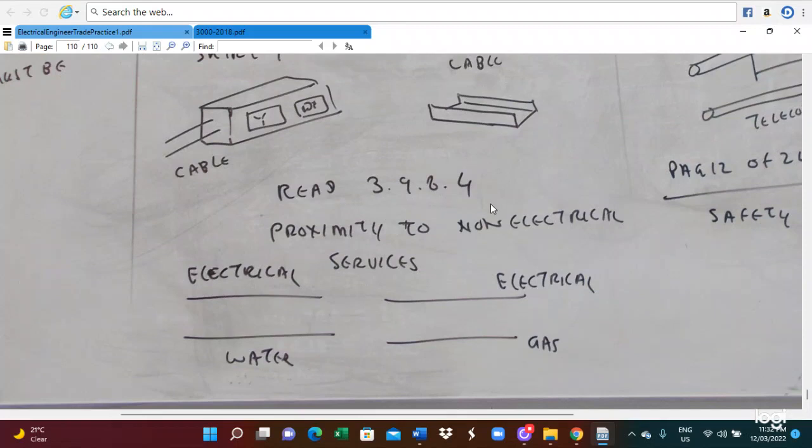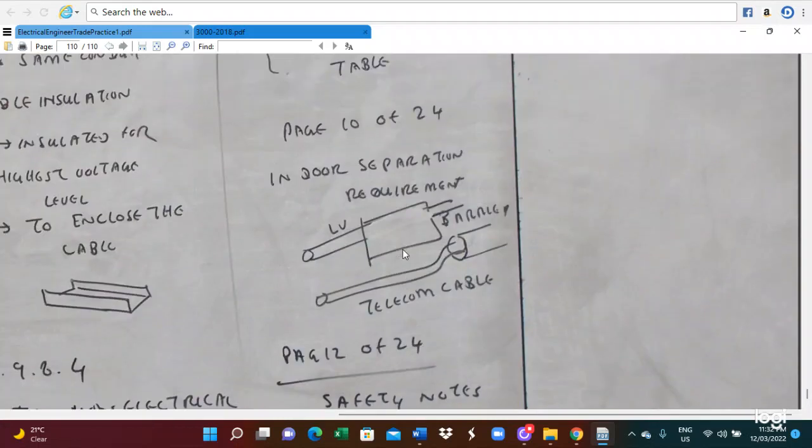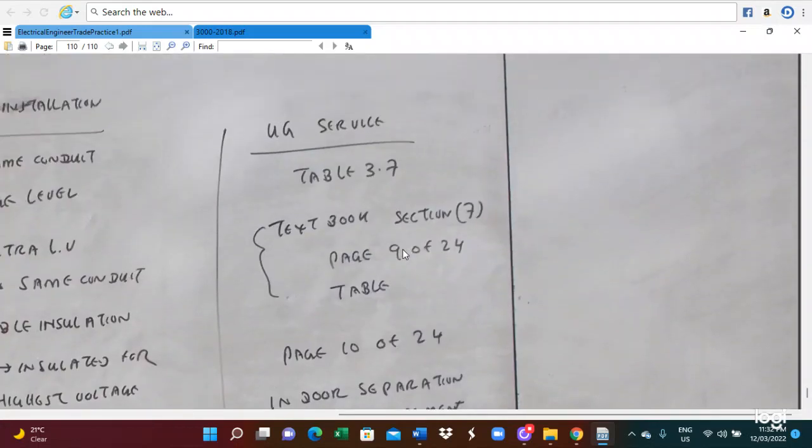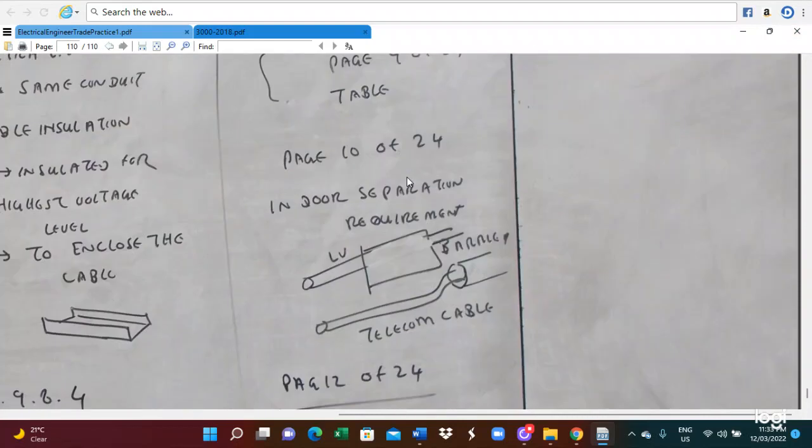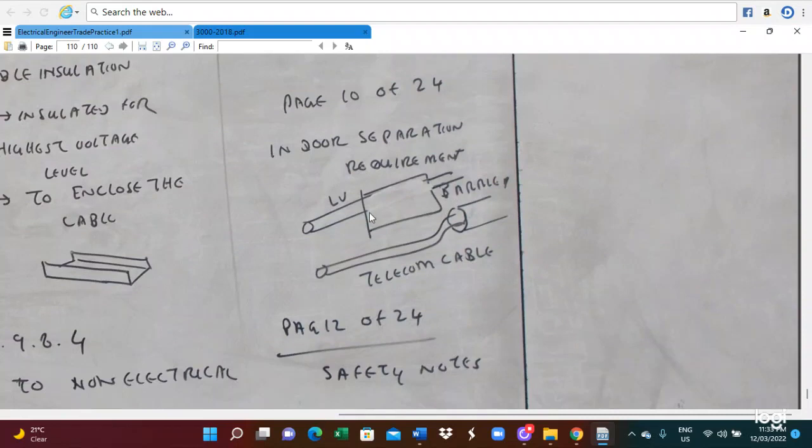Also, electrical services, gas and water must not be in close proximity. All the electrical, gas and water services must be separated. This is an important aspect. For underground services, we have to read table 3.7, which is for the underground requirement. All underground telecommunication systems we have to run in a different conduit.